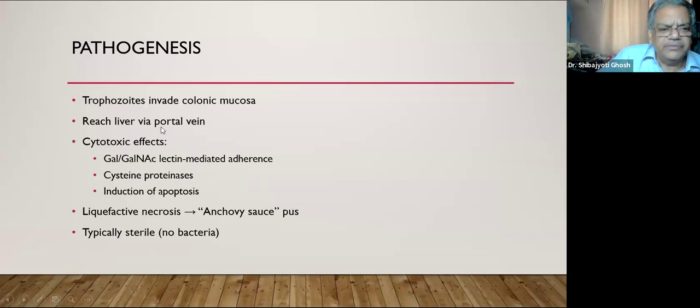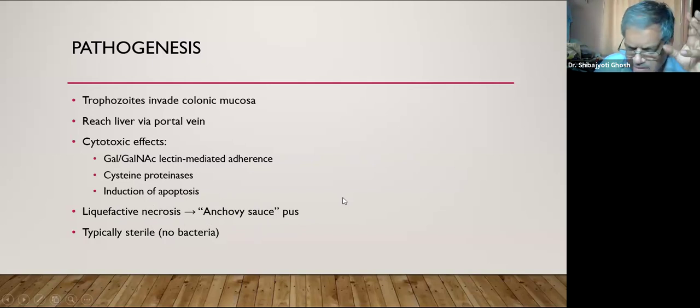When it reaches the liver via the portal vein, cytotoxic effects occur that cause induction of apoptosis, and cysteine proteinase causes lysis of the hepatocytes, resulting in liquefactive necrosis known as anchovy sauce pus. So this is a very typical term used for amoebic liver abscess, and typically this pus is sterile and there is no bacteria in it.